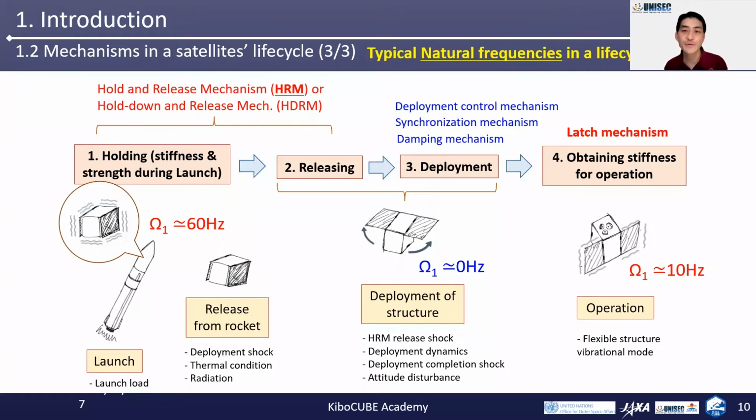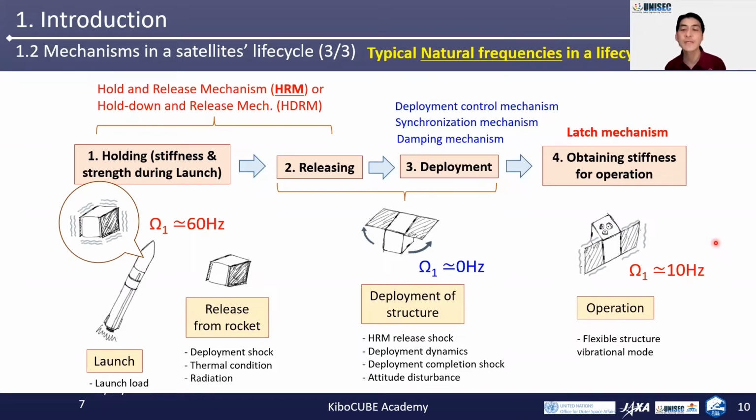During the deployment motion of the deployable structure, sometimes other mechanisms are used, such as a deployment control mechanism, motion synchronization mechanism, or damping mechanism to dissipate deployment completion shock. After the completion of the structure's deployment, the satellite needs to be stiff enough to suppress the flexible structure vibrations. To stiffen the structure, we often use a latch mechanism. So during deployment, the natural frequency was as low as 0 Hz. Then the system was latched to have a natural frequency somewhere around 10 Hz, for example.